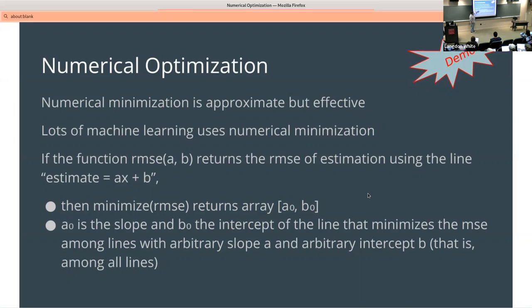So there is a method we can use called minimize, which will basically try every combination until it gives you the slope and intercept back. Right, so that's super handy, because now you don't have to figure out what the slope and intercept should be. You just feed it to minimize and bang, there you go. The formal definition of doing that is numerical minimization.